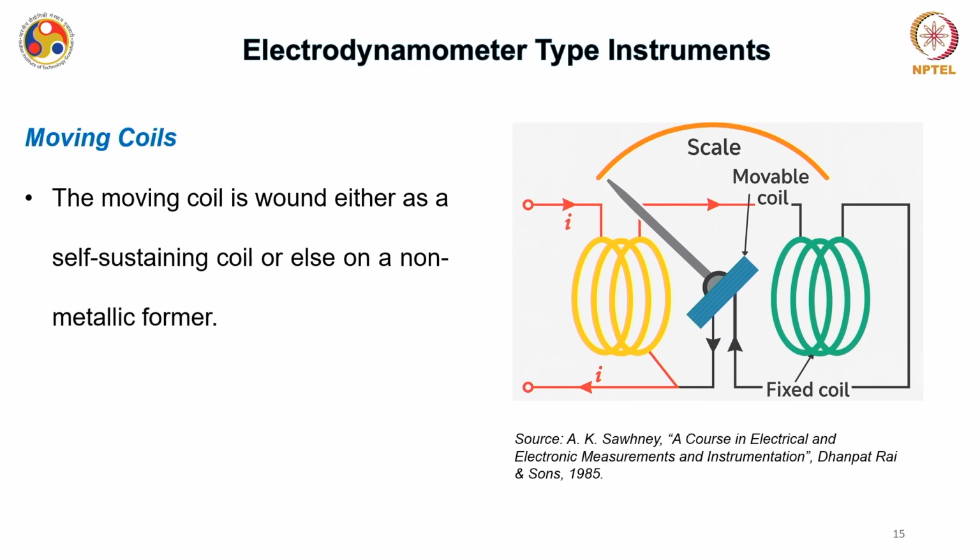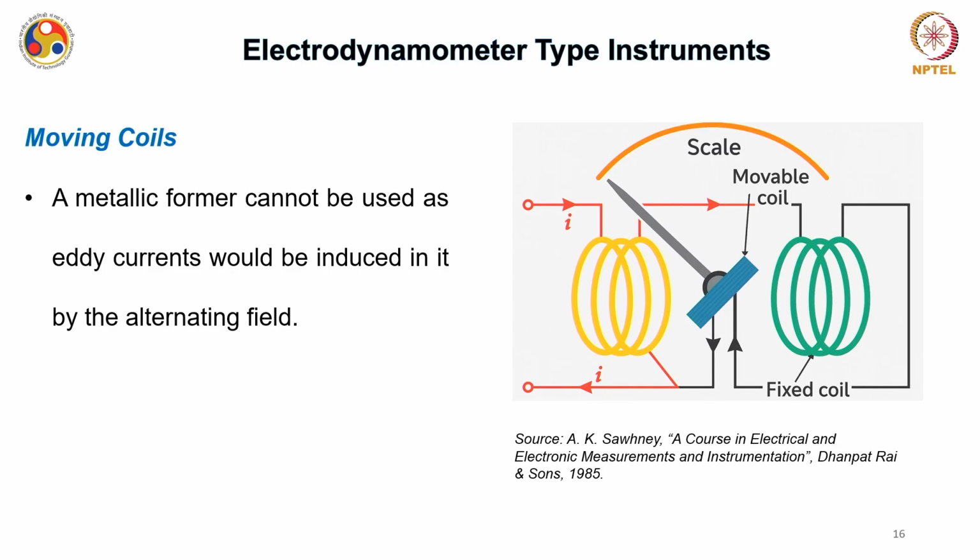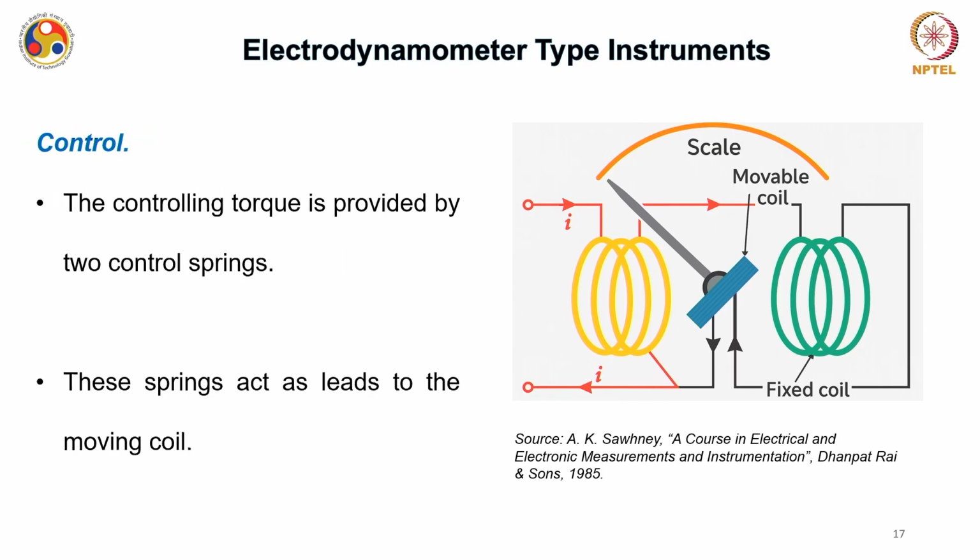The moving coil, however, is wound either as a self-sustaining coil like air core, or it can also be mounted on a non-metallic former. So usually we will avoid all kinds of metallic former in case of moving coil, because we want to reduce the eddy currents as much as possible. So a metallic former cannot be used as eddy currents would be induced in it because you are dealing with the AC field, or AC currents.